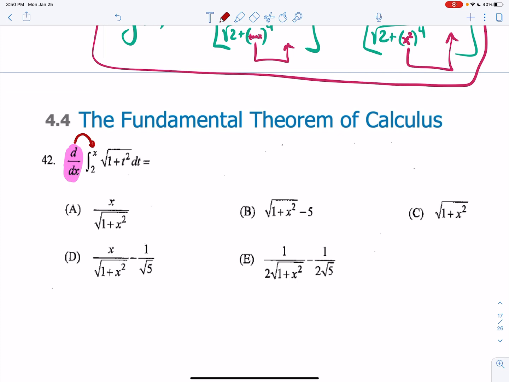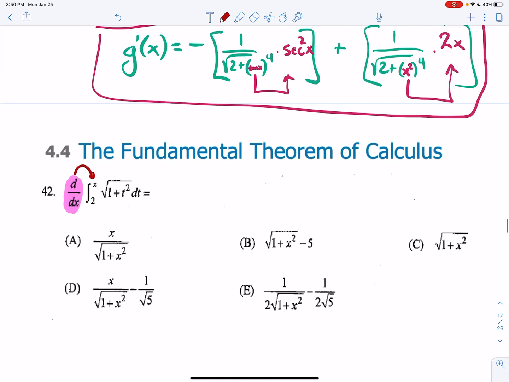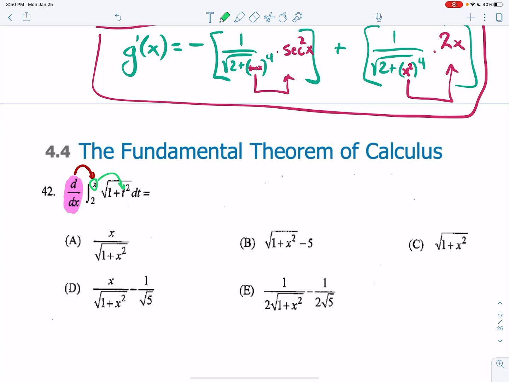Okay, the derivative of this, it's a perfect setup for the fundamental theorem of calculus part 1. So you just take that upper bound and you plug it into the x there, right? And you end up with C. Boom. It's that easy. All right?